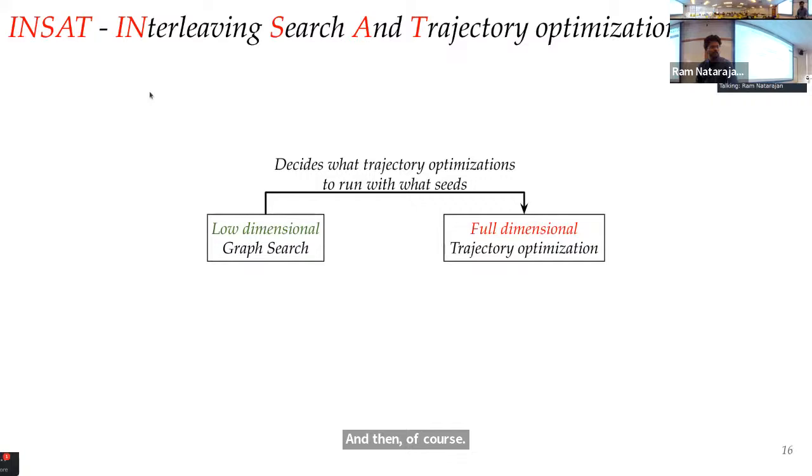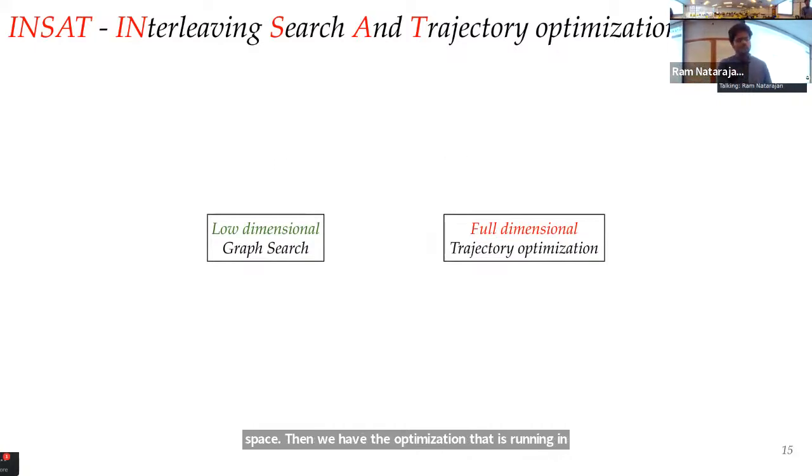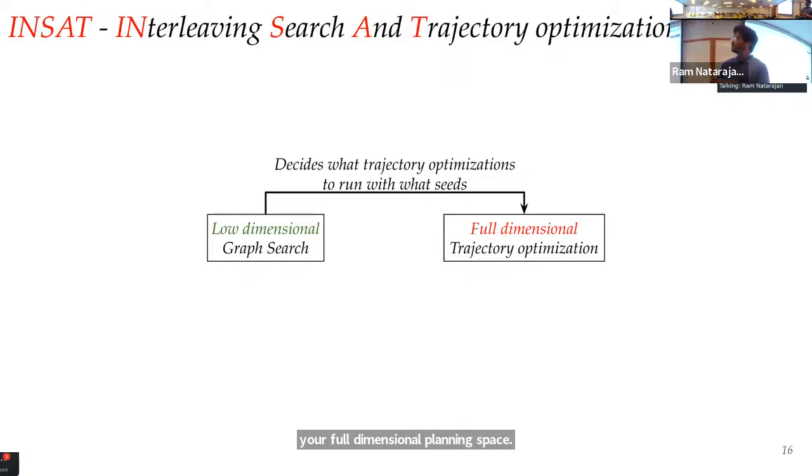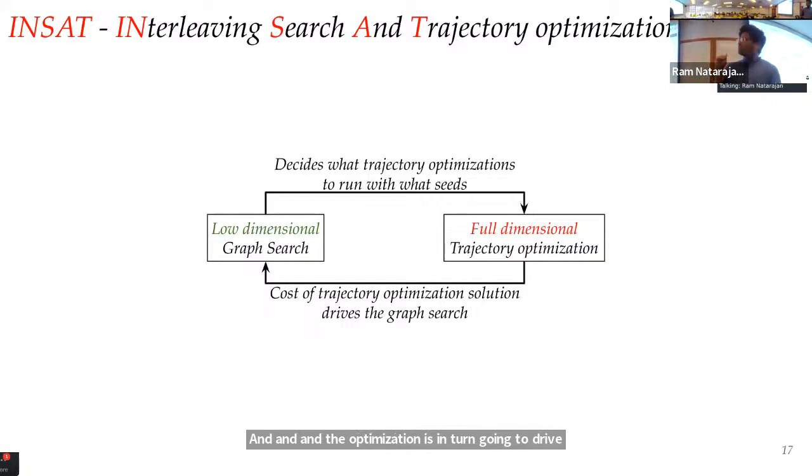Okay, so I was saying that at a very basic level, there is this graph search that is running and exploring your lower dimensional abstraction of your whole planning space. Then we have the trajectory optimization that is running in your full dimensional planning space. The key idea here is that we use the search to call the shots and make decisions on what optimizations to run and with what initial guesses and seeds. And the optimization is in turn going to drive the search in the correct direction. It is important to emphasize that these two methods are being alternated and not running in sequence, so the information flows in both directions.